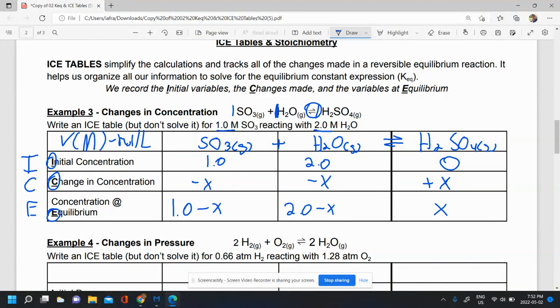So what that means is that over time, you started off with 1.0 and you lose x. And so your new concentration will be 1 minus whatever x is. And then H2O, you started off with 2.0. Over time, you lose x, and your new concentration will be 2 minus whatever x is. And then for H2SO4, you start off with 0, you gain x over time, so your new concentration will be x. And later on, we'll learn how to solve for x, but right now, we just need to know how to set up an ice table like this.